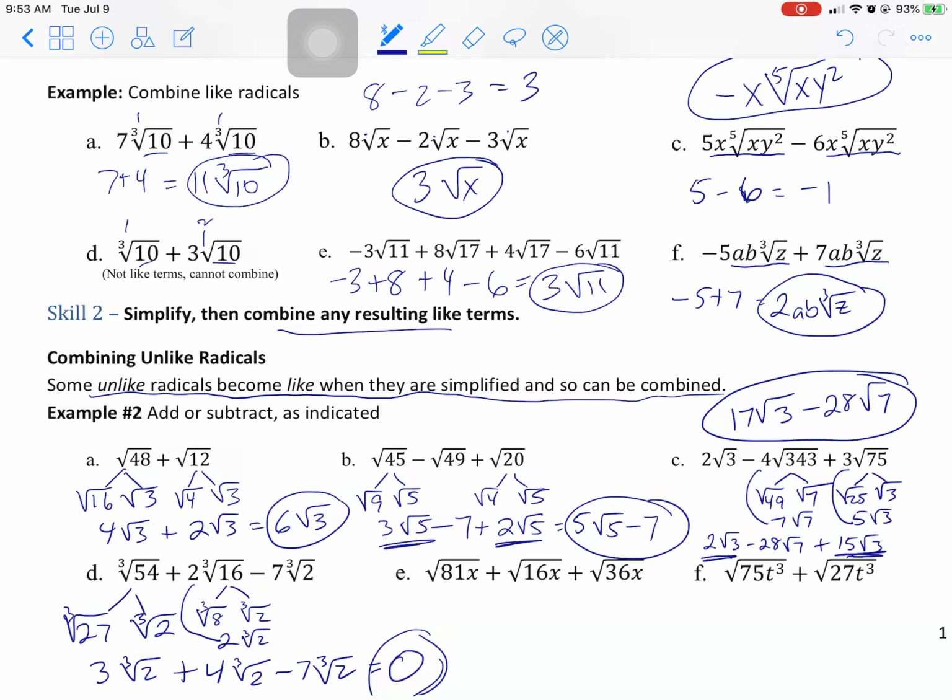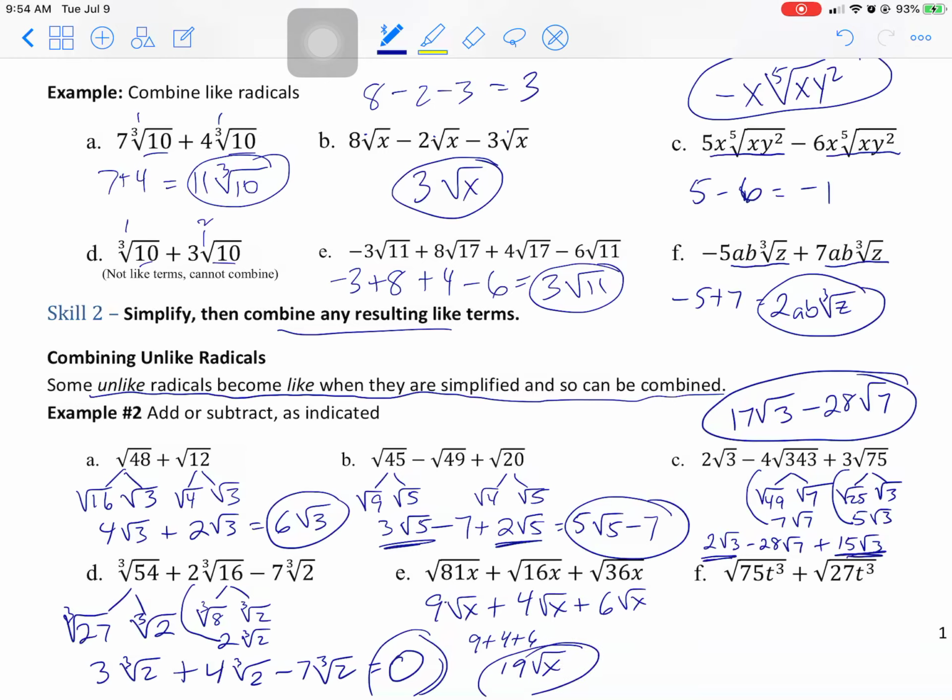Okay, that's tricky. All right, square root of 81 is 9. So 9 square root of x, like that, plus square root of 16 is 4. And square root of 36 is 6. Those are all perfect squares. Now they are the same radicand, same index. Add them together. 9 plus 4 plus 6 equals 19 square root of x.